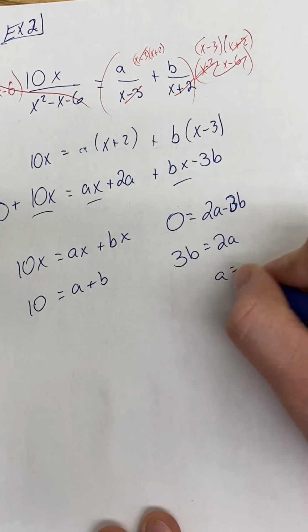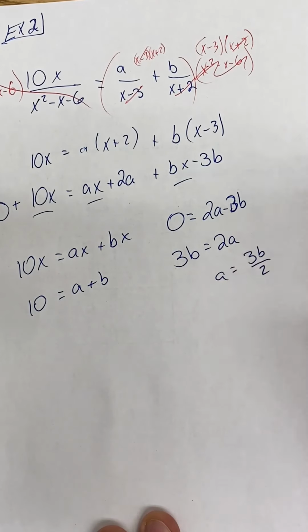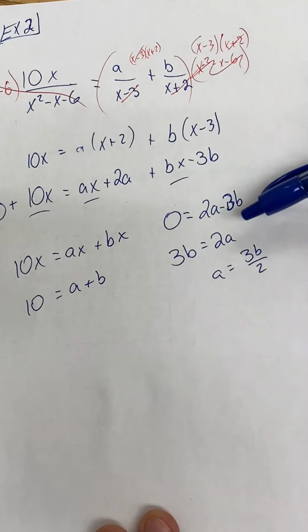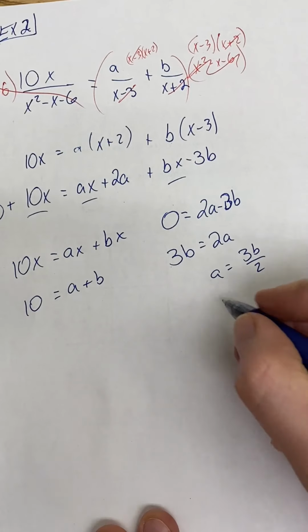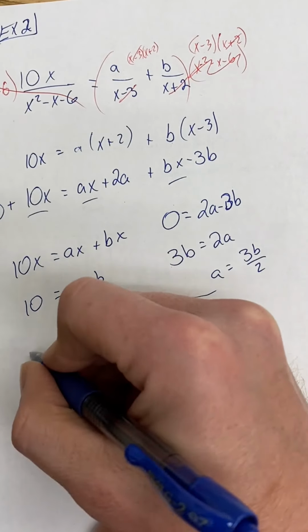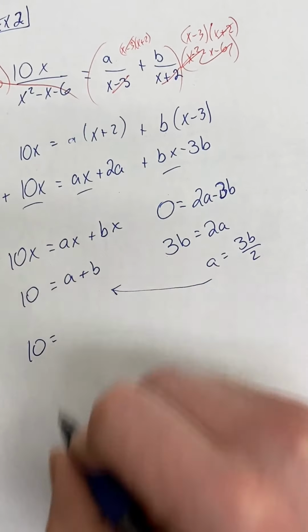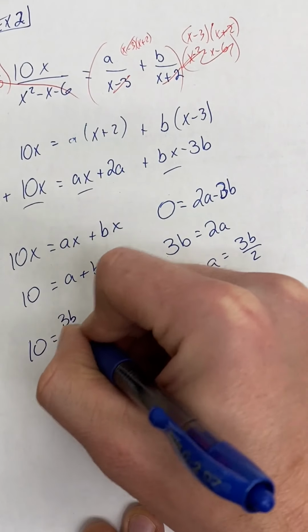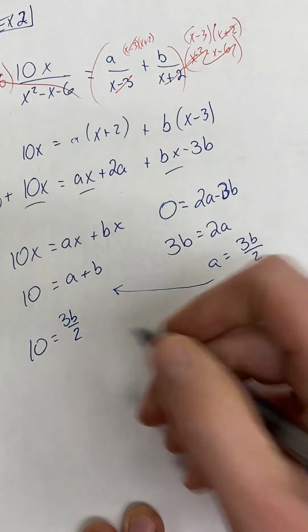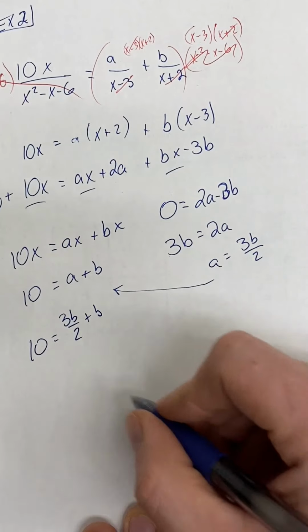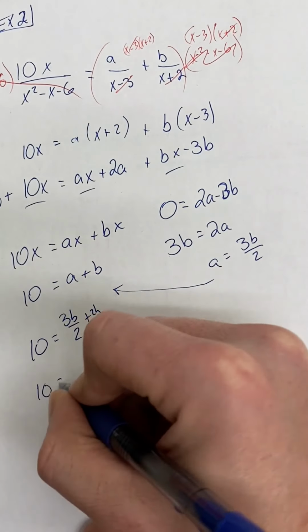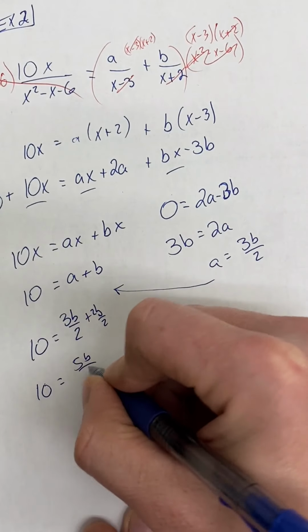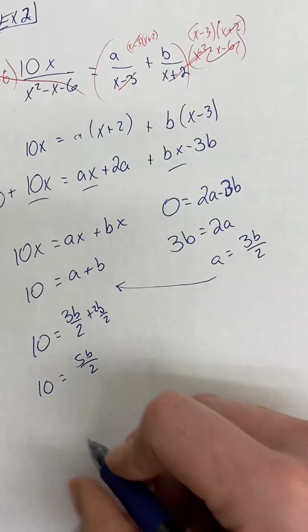And a would have to equal 3b over 2. I'm kind of playing pinball here, but I just divided by 2 and wrote the variable on the left. All right, well, if a equals 3b over 2, that can come back in on this side. So 10 is equal to 3b over 2, because I know that's what a can equal, plus b. All right, well, I need this to be over 2, so I need to make it 2b. So 5b over 2 equals 10.